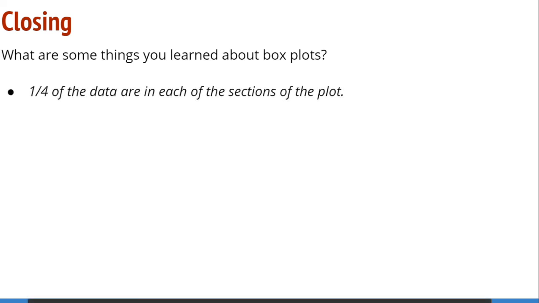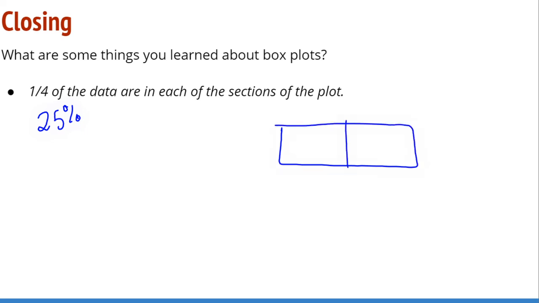Well, 1/4 of the data are in each of the sections of the plot. This is a really big concept. When we look at a box plot, we've got 4 sections, and in each section we have about 1/4 of the data. So we can look and see how spread out each section is.